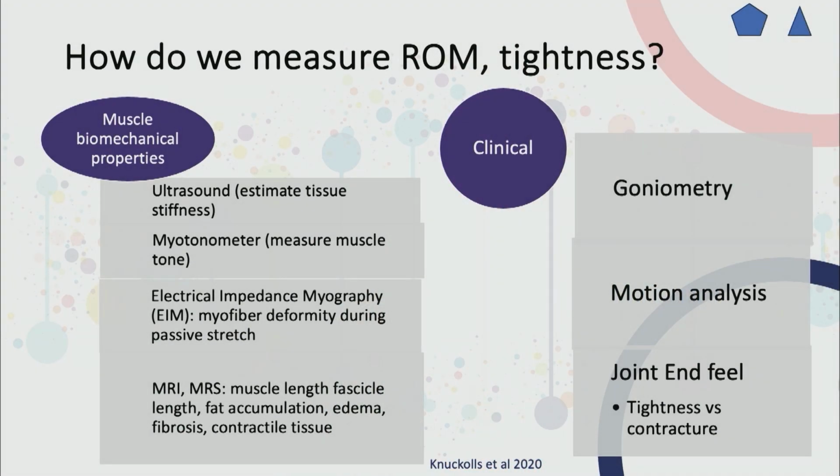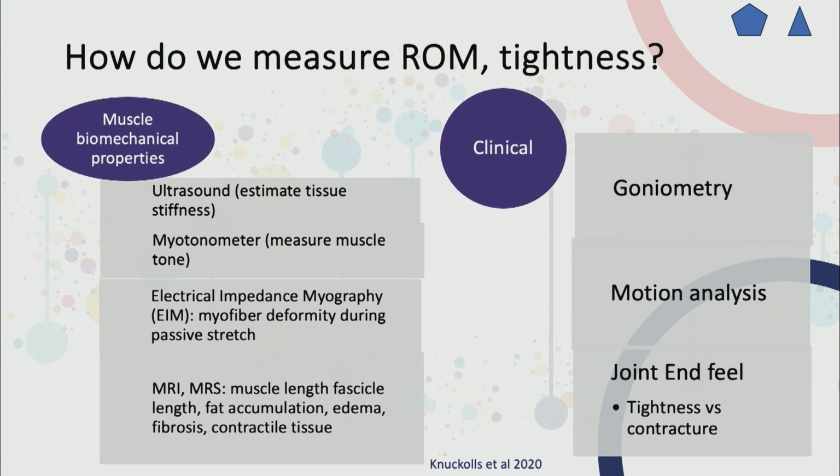So I'm going to talk a little bit about the biomechanical properties of muscle and how they have been measured. It could be ultrasound, where you can estimate tissue stiffness, or the myotonometer, which measures muscle tone. You don't hear about that a lot, but given what we've discussed today, it may be worthwhile measuring, and there are a study or so using that. Also electroimpedance myography, looking at the passive stretch, as well as MRI and MRS.